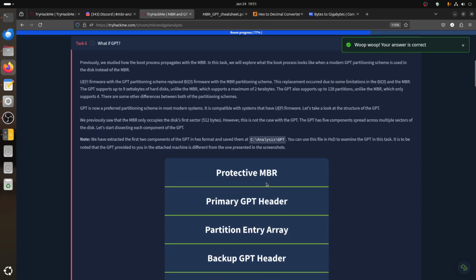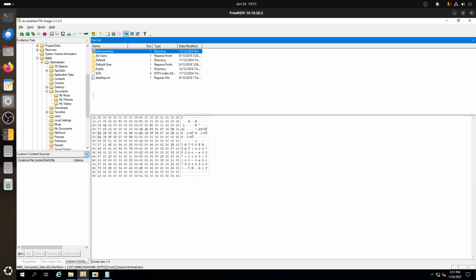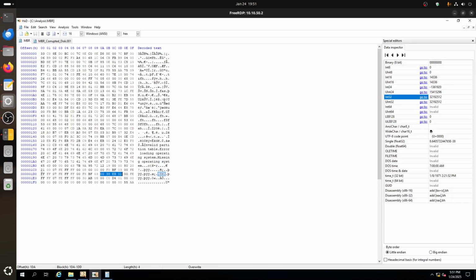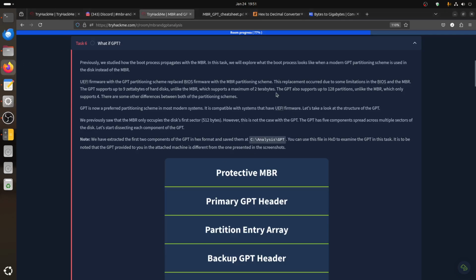Now we go to the next one, GPT. The new one: UEFI firmware with the GPT partition scheme replaces the BIOS that we usually know. Two reasons: the MBR only supports 2 TB, but GPT can support more, and also MBR has only 4 partitions. That's why we always have this. You can see 4 lines, 1 2 3 4, so 4 partitions. On the other hand, GPT will have 128 partitions, and the size is gigantic. What is the size? It's 9 zettabytes, a really big one.